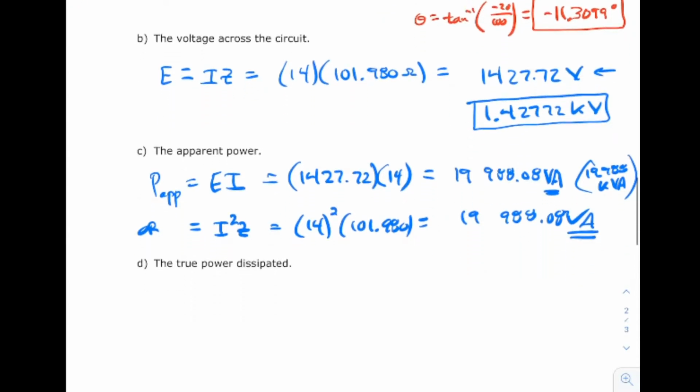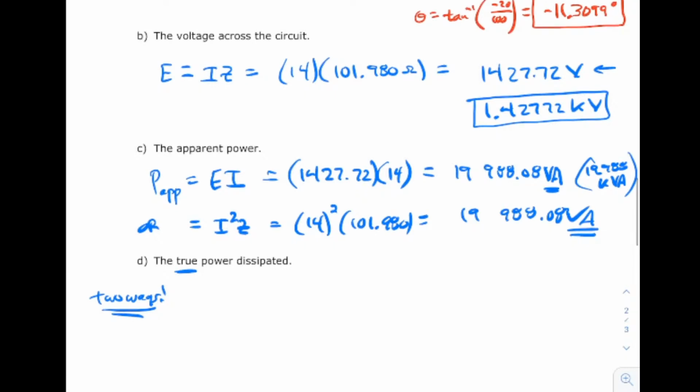What is the actual power that's being dissipated? This is important because this is like loss. This is like you actually lose this. Your circuit is sucking this away from you. The true power dissipated. Well, there's two ways that you can calculate this. One way is to go like this.